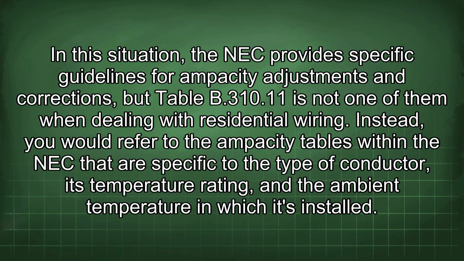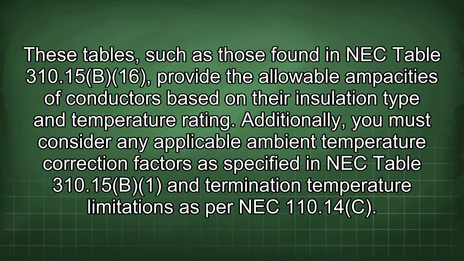Instead, you would refer to the ampacity tables within the NEC that are specific to the type of conductor, its temperature rating, and the ambient temperature in which it's installed. These tables, such as those found in NEC Table 310.15(B)(16), provide the allowable ampacities of conductors based on their insulation type and temperature rating. Additionally, you must consider any applicable ambient temperature correction factors as specified in NEC Table 310.15(B)(1) and termination temperature limitations as per NEC 110.14(C).